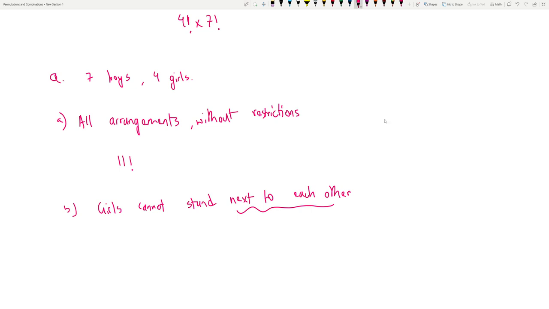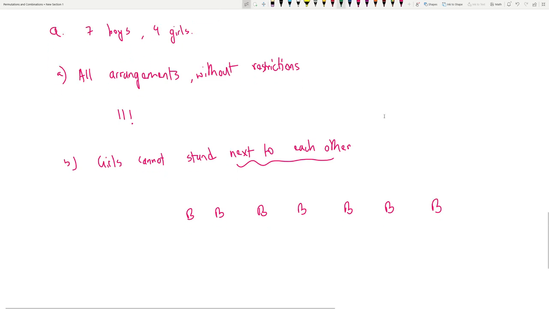So I'm not even considering the 4 girls. I'm just considering the 7 boys. Boy, boy, boy, boy, boy, boy, boy. So we have 7 boys, and they can interchange between each other, right? So for the boys, that's just going to be 7 factorial.